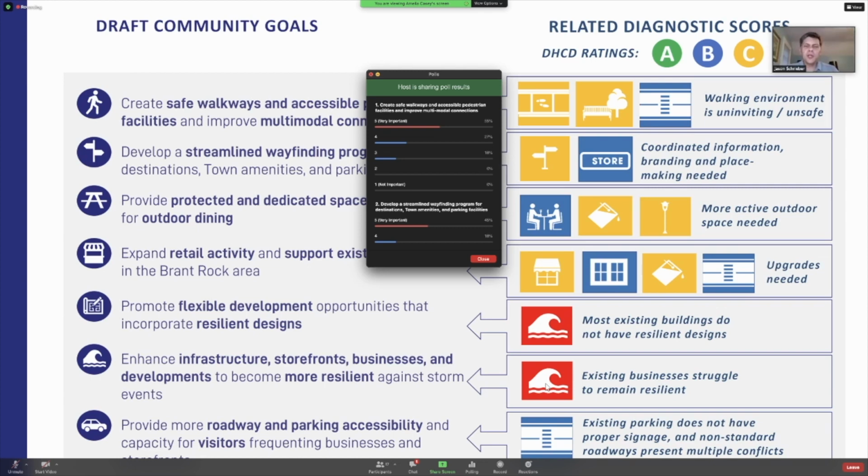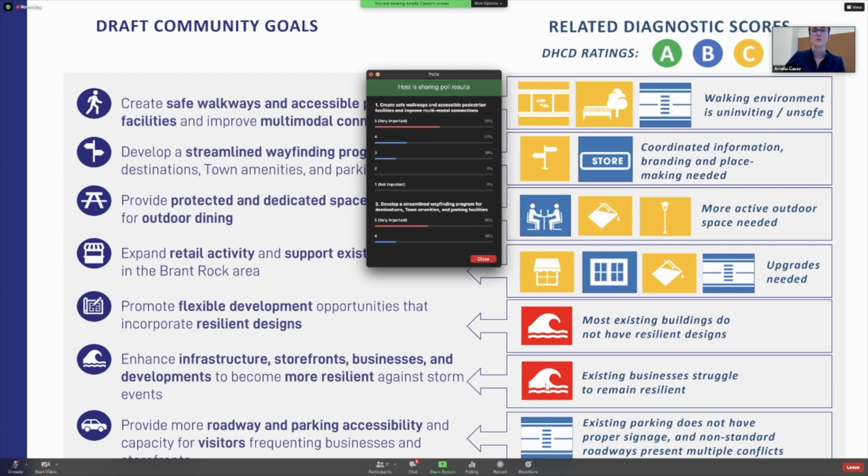Very important for us to create safe walkways. That makes sense. Keep going, Amelia. You can walk us through it. Yep. So we've got second goal of improving wayfinding. That got very important. For the third goal of dedicated space for outdoor dining, it's relatively important to people.